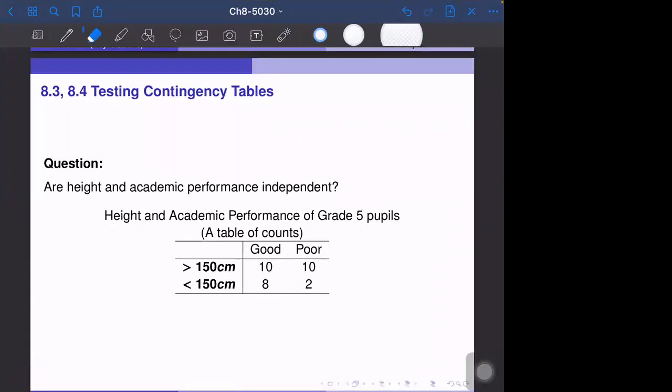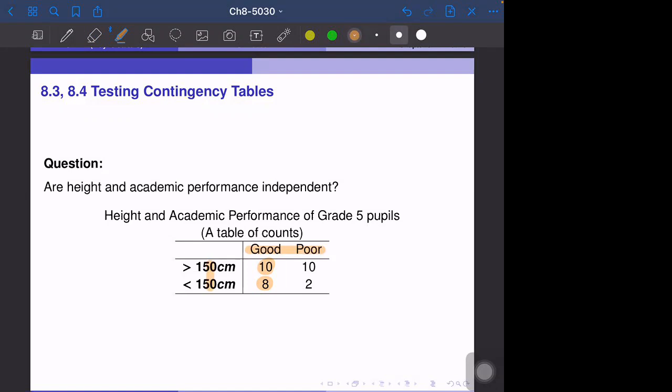Hi, this is sections 8.3 and 8.4, testing contingency tables. So question: are height and academic performance in this table independent? You can see that if the students are shorter, the academic performance seems better in this table. We have 80% good for those less than 150 centimeters, but only 10 out of 20, 50%, for students more than 150 centimeters.